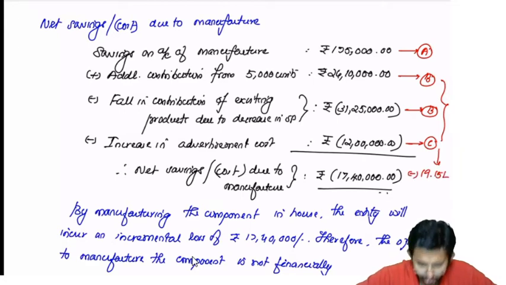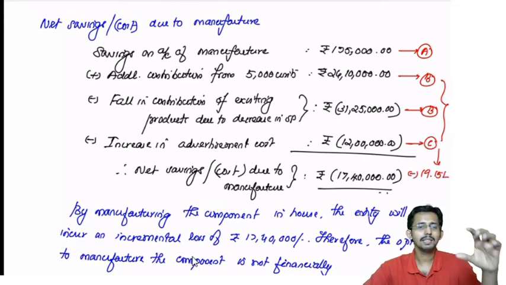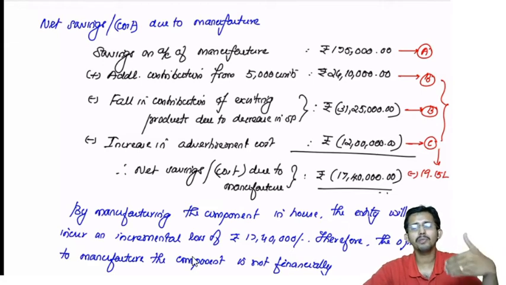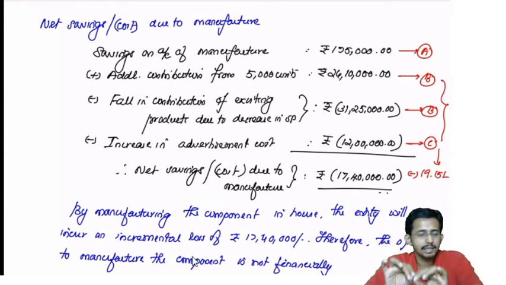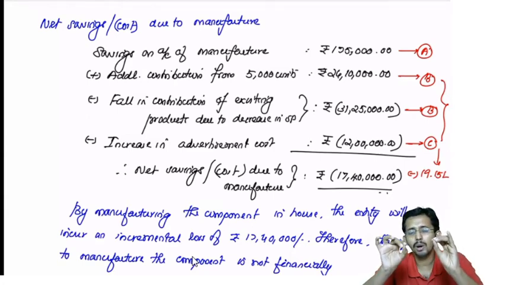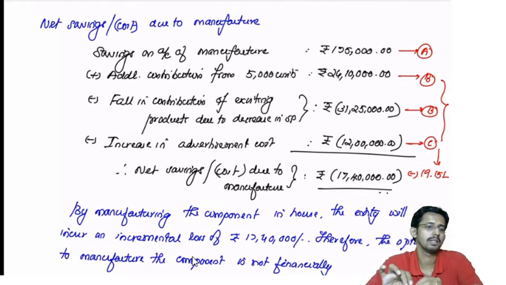19.15 lakhs loss. So the second option, that is producing 5,000 units more, is a financially non-viable option because it is resulting in an incremental loss of 19.15 lakhs. Whereas the first option, that is to manufacture the component internally, 25,000 units of components internally alone gives you a savings on account of manufacturing to the extent of 1,75,000 rupees.